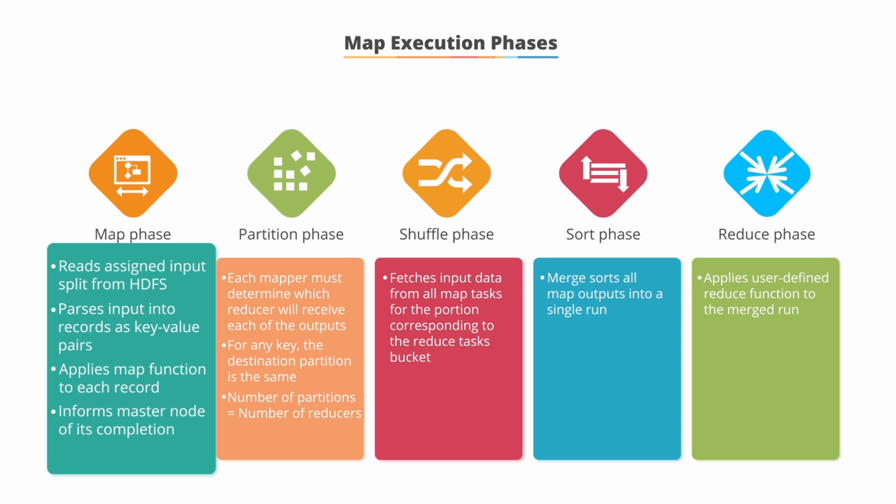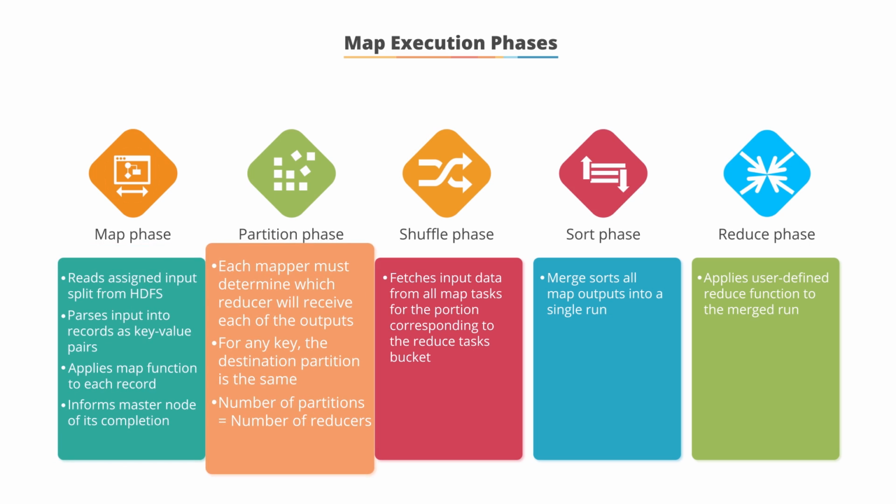The map function is applied to each record to return 0 or more new records. These intermediate outputs are stored in the local file system as a file. They are sorted first by bucket number and then by key. At the end of the map phase, information is sent to the master node after its completion.